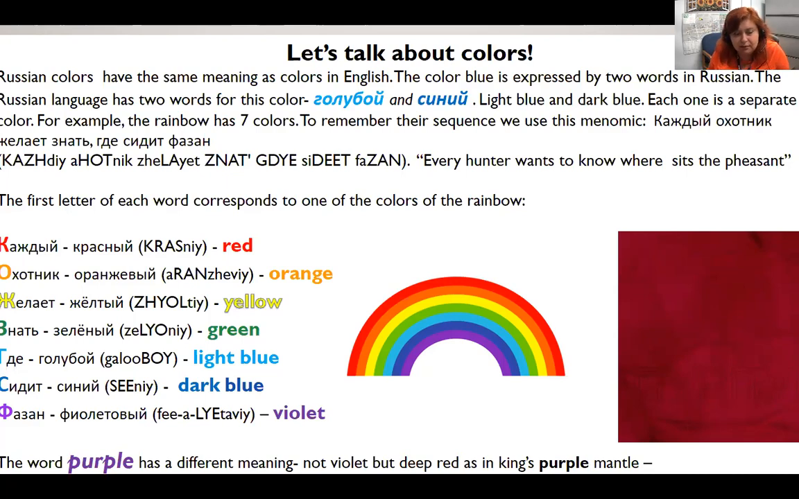And фазан and фиолетовый, violet, in Russian start with the same letter, F. So фазан и фиолетовый. And an interesting thing about the word purple in Russian: purple doesn't mean this color, which is the last color of the rainbow. Purple in Russian means пурпурный. This is the color of the king's purple mantle.